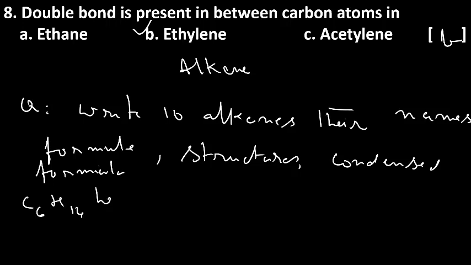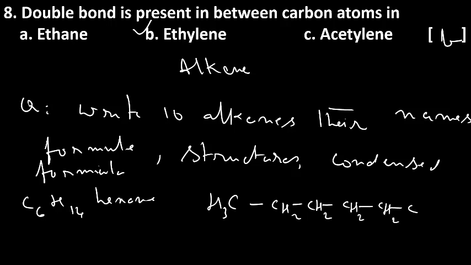C6H14, this is hexane. So molecular formula is C6H14, hexane. Now the structure is, keep 6 carbon atoms in single straight chain. So here this is CH3, this is CH2, this is CH2, and here it is CH2, this is CH2, this is CH3. So what is the substance here? This is referred as n-hexane. And of course this is a condensed formula.